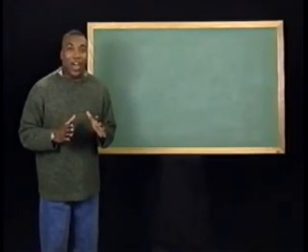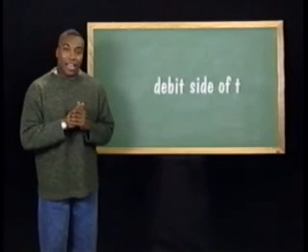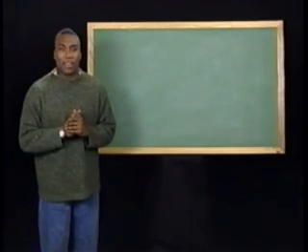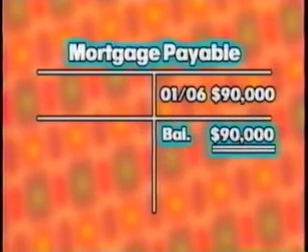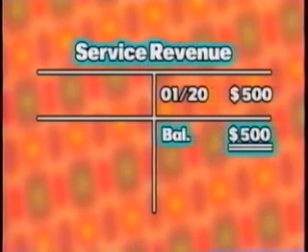Up to this point, all of Stan's accounts were debit balances because the debit side, or left side of the T, was larger than the right. Now let's check out some credit balances. The accounts payable balance is a $3,500 credit balance. The mortgage payable balance is a $90,000 credit balance. The capital balance is a $13,300 credit balance. The service revenue balance is a $500 credit balance.